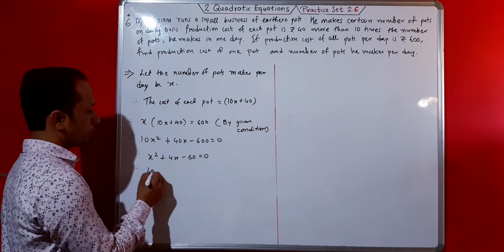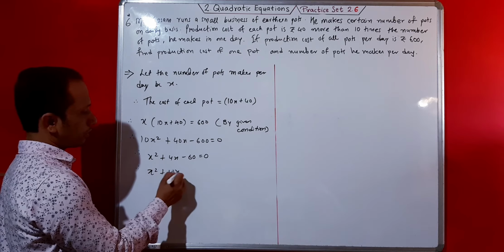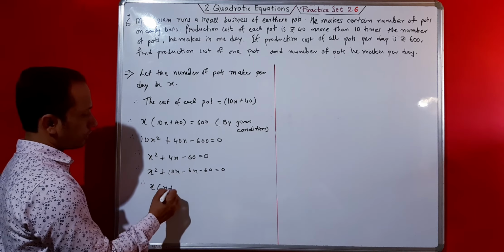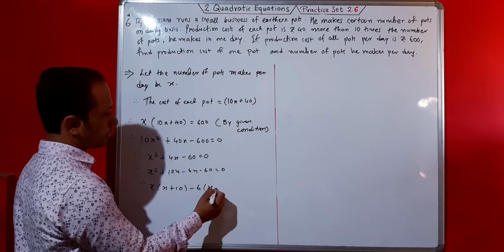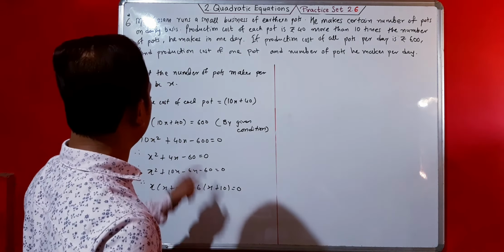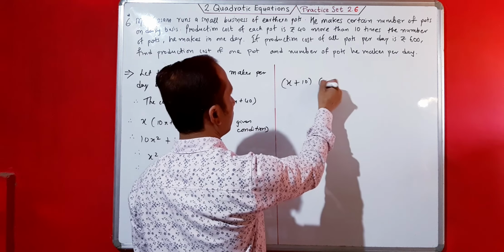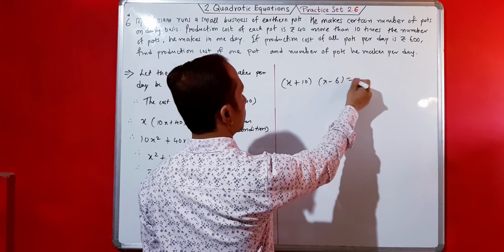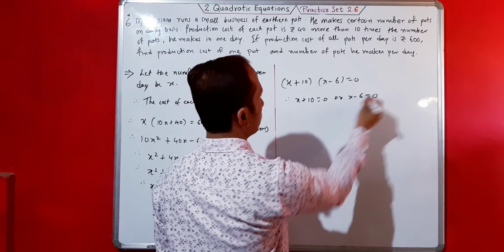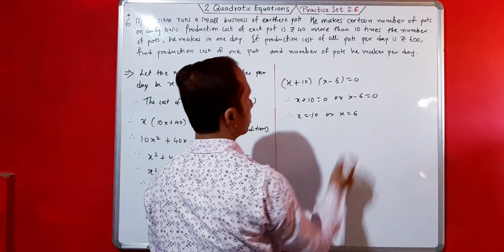So x square plus 10x minus 6x minus 60 is equal to 0. Therefore x into x plus 10 minus 6 into x plus 10 is equal to 0. Okay, this is correct. So therefore x plus 10 and x minus 6 is equal to 0. x plus 10 is equal to 0, or x minus 6 is equal to 0. Therefore x is equal to minus 10 or x is equal to 6.